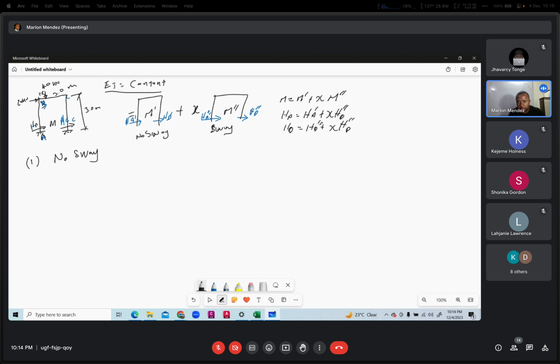Double prime, double prime. So this is one, two, three in terms of equations. All right. Sir, question: should it be HB or HA double prime for the second one? The first equation? The second, number two.